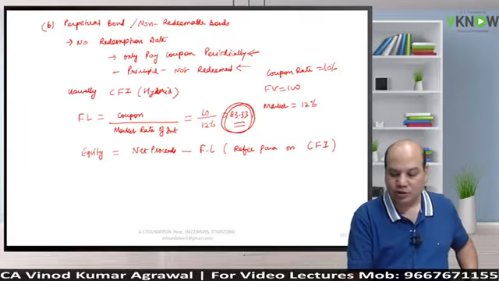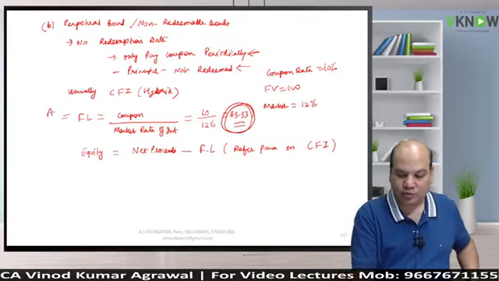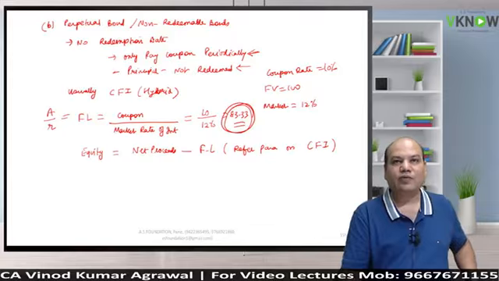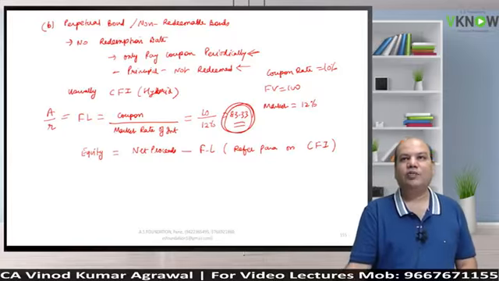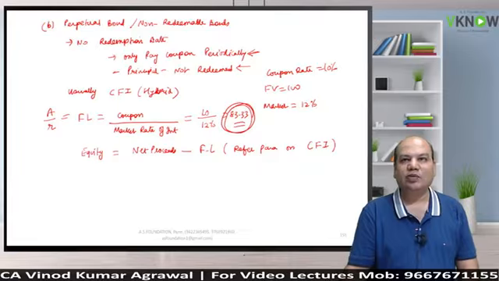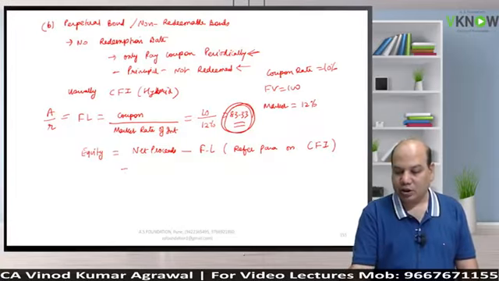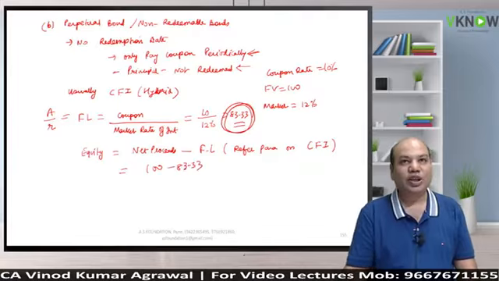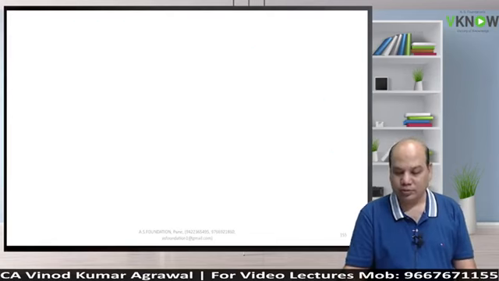This formula is in FR or FM. You have studied the A upon R formula for an infinite annuity. A upon R: annuity divided by discount rate. And then the remaining amount in our example we can attribute to equity.